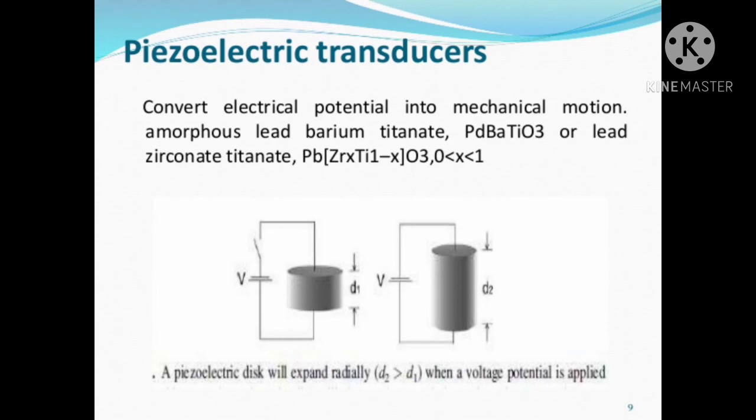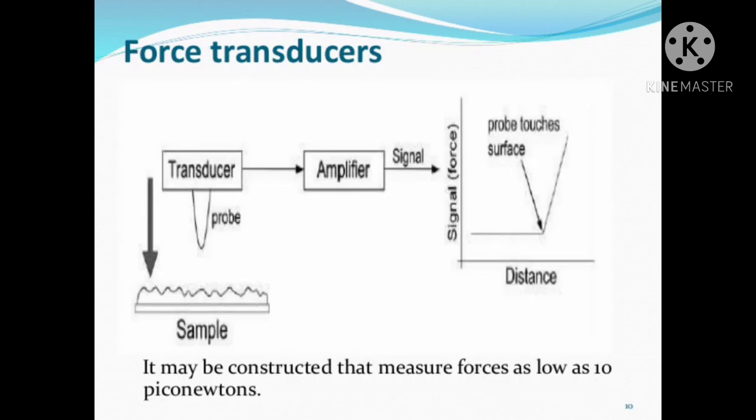Piezoelectric transducers convert electrical potential into mechanical motion. Examples of piezoelectric transducers are amorphous lead barium titanate or lead zirconate titanate. A piezoelectric disc will expand readily when a voltage potential is applied. Next is the force transducer. It may be constructed to measure forces as low as 10 piconewtons.